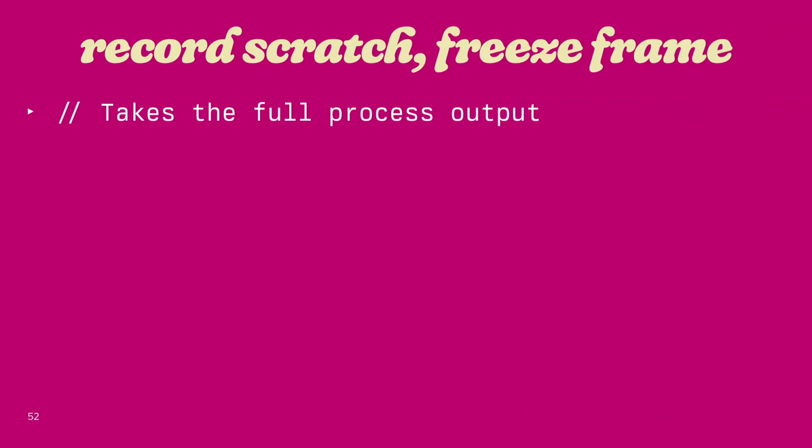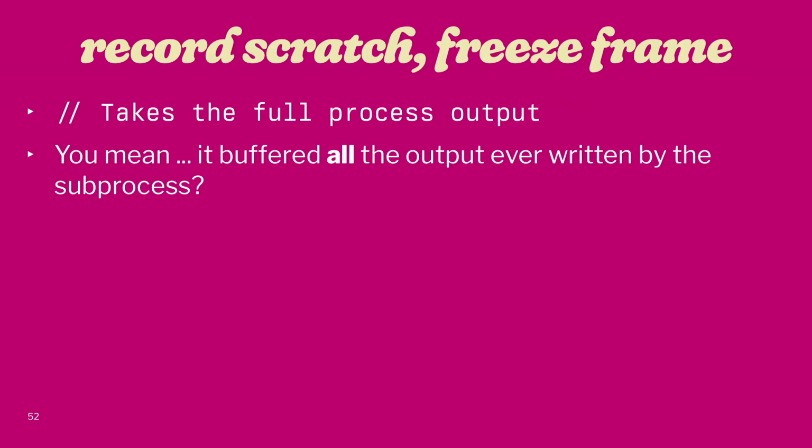And I didn't have to get very far in this code to see a potential problem with this. It takes the full process output, which kind of implies something, and it was easy to confirm by reading the code. It buffered all the output ever written by the command. And that command could run for a really long time and output a lot of output. So what happened?